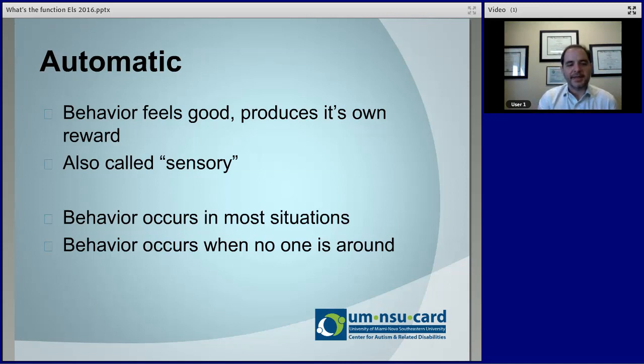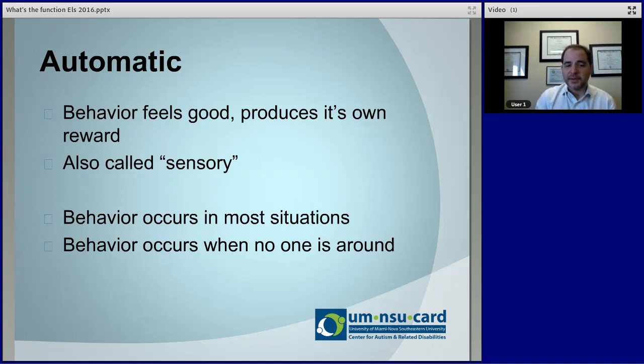Now, like I said, the automatic one is kind of a tricky one, but we'll talk about it here. Automatic is a function in which, when we engage in behavior, the behavior in and of itself produces an outcome. The behavior feels good in its own right, it produces its own reward. We'll often call this the sensory function. So why do you do that? Why does the child engage in this behavior? Why does that individual do this? Because it feels good.